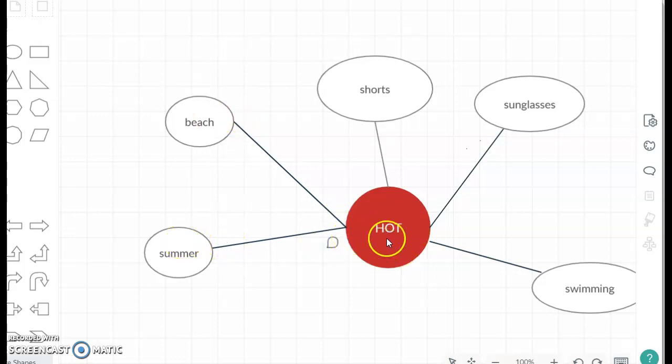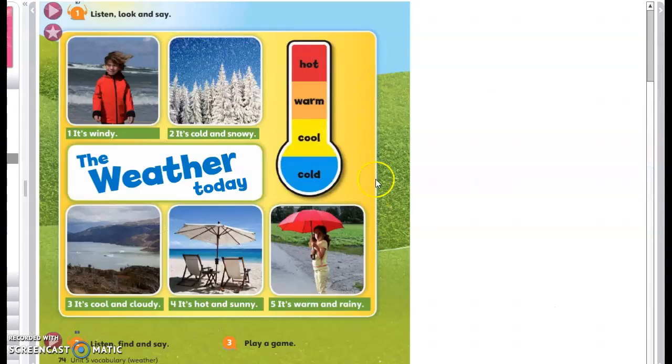It's hot in summer. We wear shorts in summer. Also, we wear sunglasses. We also go swimming. So all these words are connected with hot. Well, what I want you to do now is do the same for all the other types of weather. I mean, cold, cool, and warm. Make your own spidergrams. Try to think of as many words connected with these as you can.